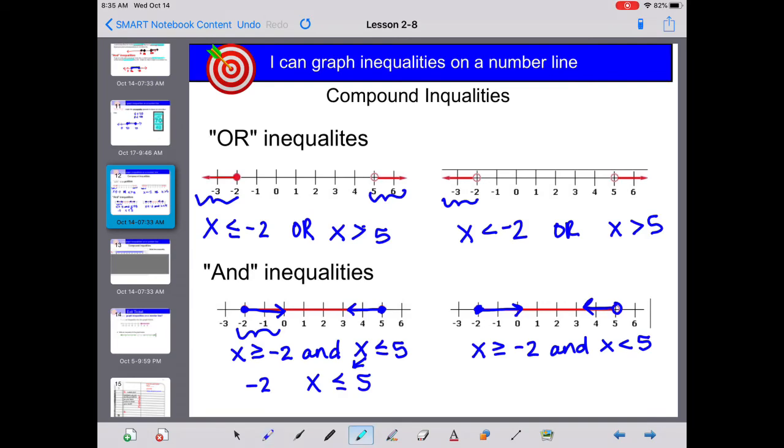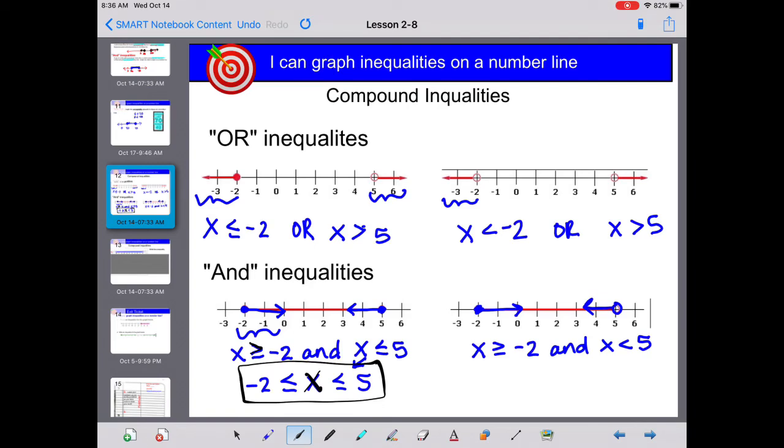But again, look at this. Remember, the alligator eats the bigger number. X is bigger. And so show that x is bigger. So they could write this combined like this. And that only works for AND inequalities. So really this x has been used twice, once going to the right and once going to the left.